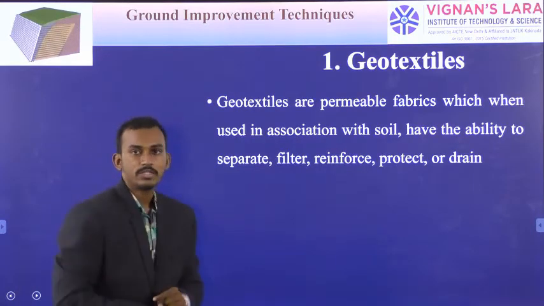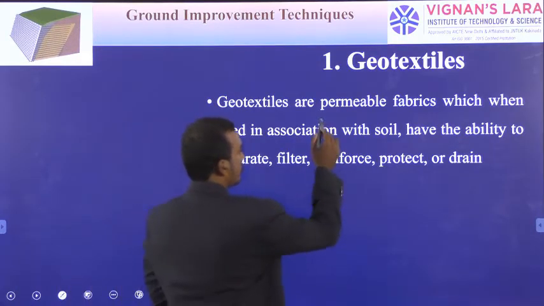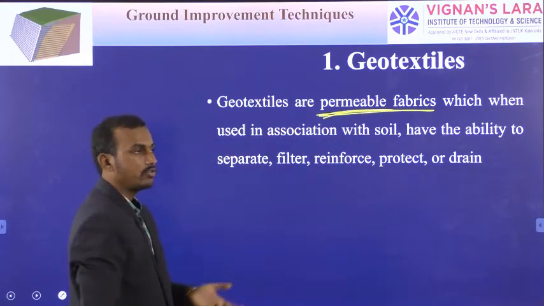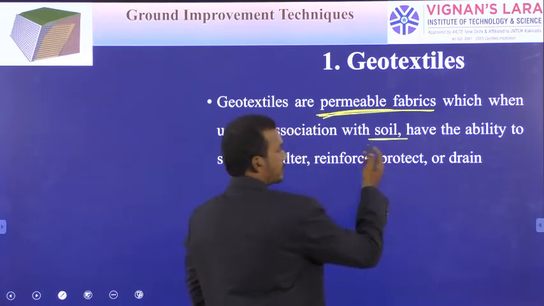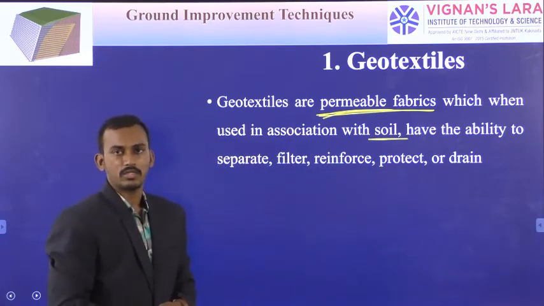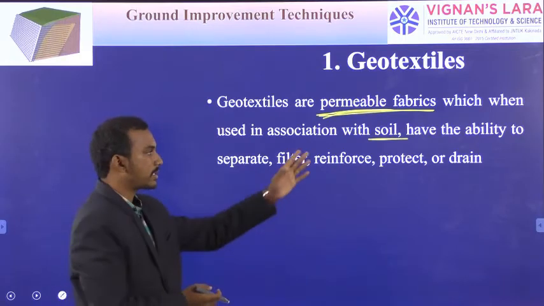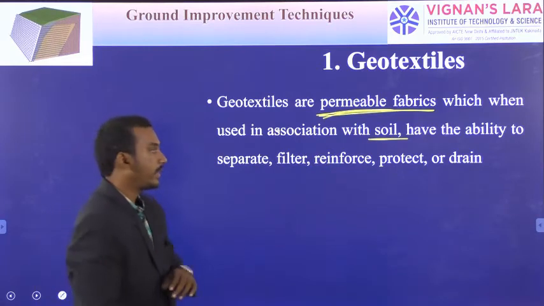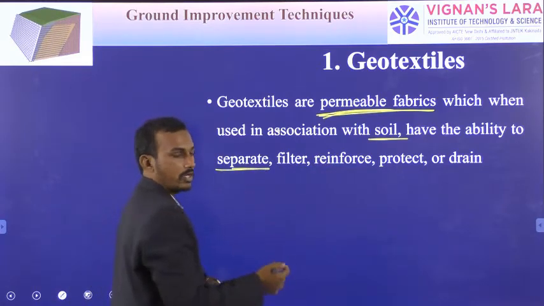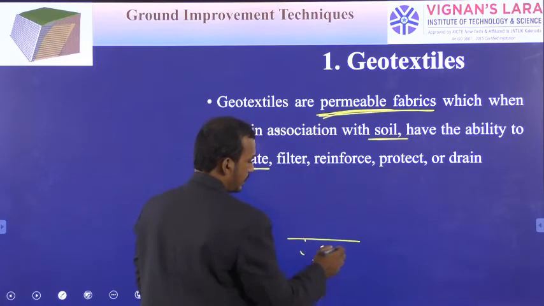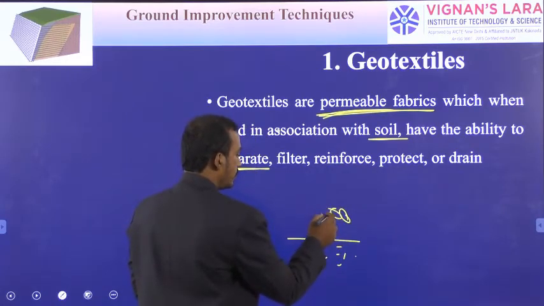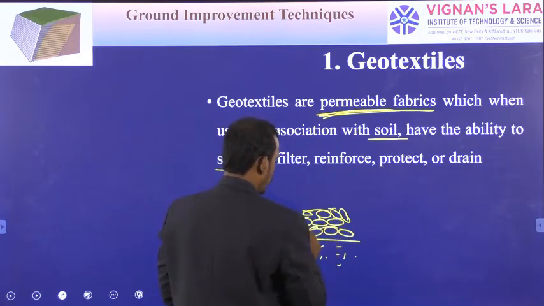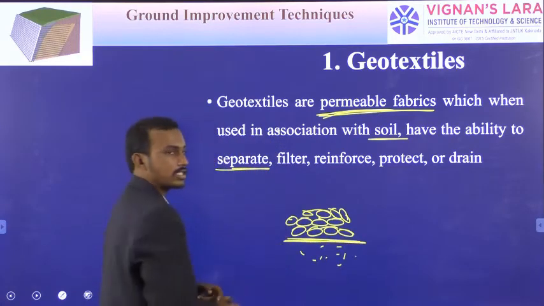Coming to the first one, geotextile. Geotextiles are, as we discussed, permeable fabrics which are used in association with soil. Generally geotextiles are used for the soil. Okay, that is any application, but it must be a soil. So when we use geotextiles along with the soil, they have the ability to separate two layers. For example, this is a sandy layer, and over this we have placed some gravel or clay. In order to separate these two layers, here we are using a geotextile material.